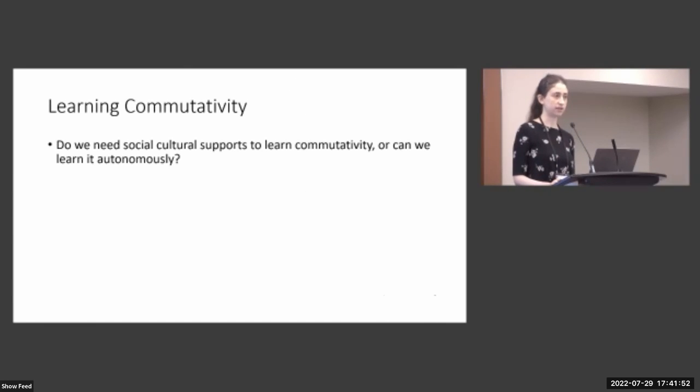So one question is, how do we learn commutativity? In particular, we can ask, do we need social cultural supports to learn it, or can we learn it autonomously? And I'll go a little bit more into what that means.